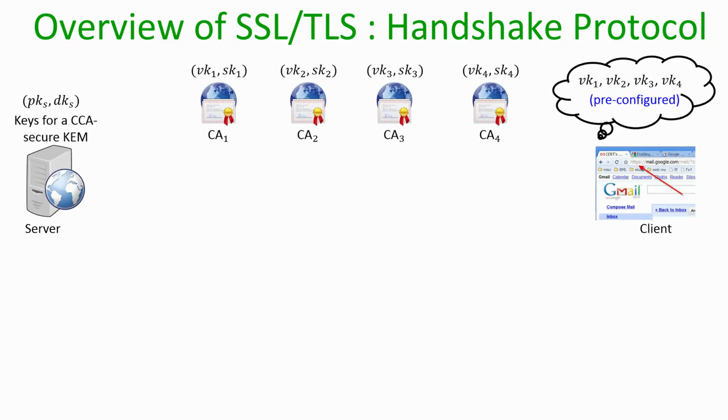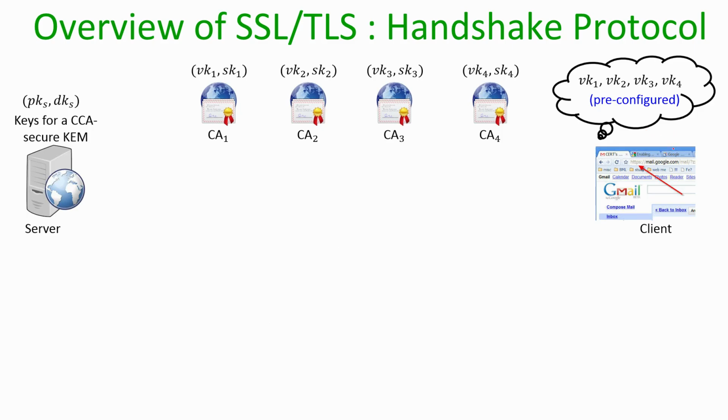So, remember the goal of the handshake protocol is to do an authenticated key exchange between the client and the server, and imagine that the server has its own public key and a decryption key for a CCA secure key encapsulation mechanism. And imagine that we have various certificate authorities available in the market who have their own signing key and a verification key. In this example, I am assuming that there are 4 certificate authorities, and I assume here that the verification keys of these certificate authorities are already pre-configured in the browser which is used by the client.